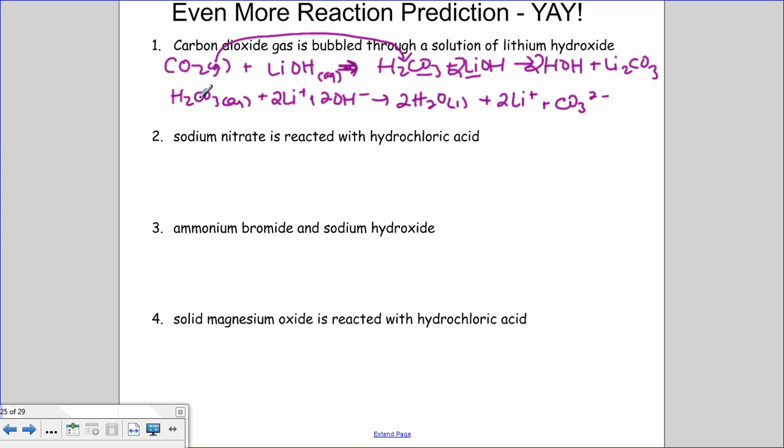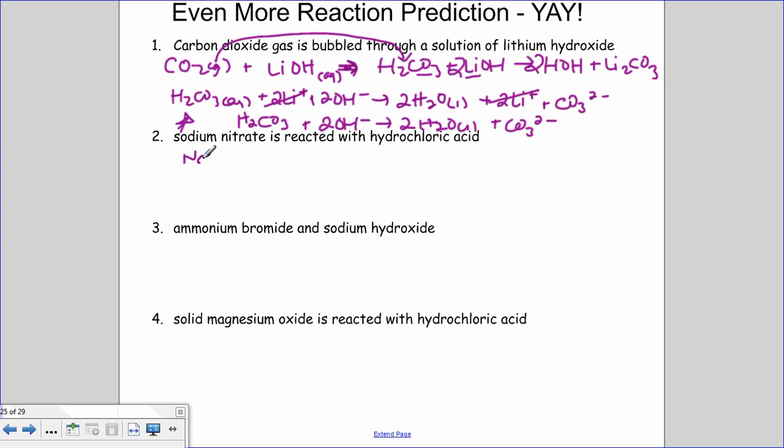Okay, so this right here doesn't break apart, therefore the carbonate's not going to be a spectator, but the lithium will be a spectator. But that's the only thing. So our final answer is the carbon dioxide in the dissolved state plus 2 hydroxides yields 2 waters plus CO3 2-. Okay, so this is a weird one because you have to change around the original equation before you can actually do your double replacement reaction.